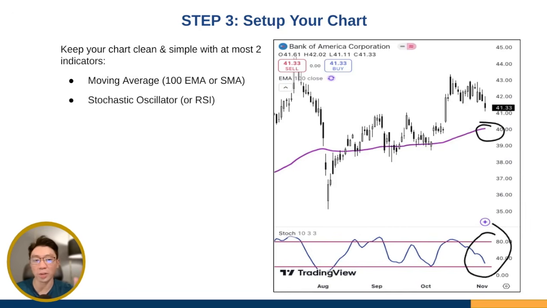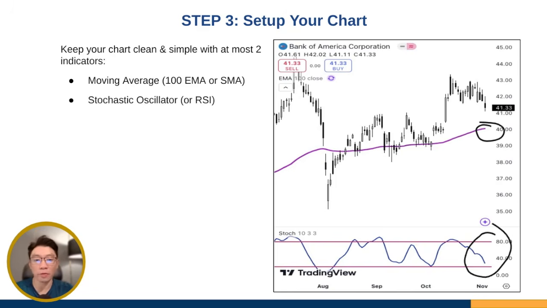Rather, the moving average, I just put it on to have a general sense of the direction, right? Is it generally trending upwards or downwards or going sideways? But the moving average is not that important, especially when we're trading options for slightly longer term. So you can choose to put on the moving average if you want to. If you want to, then just go for like the 100 EMA or SMA, right? That's pretty much what I put on. And finally, the last indicator would just be the stochastic oscillator or the RSI.